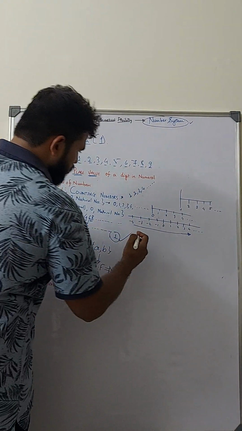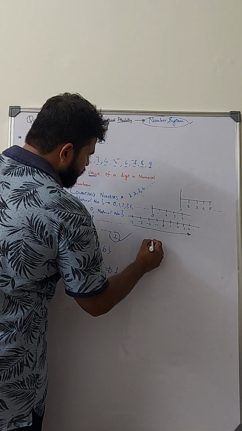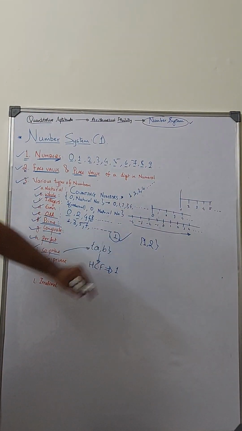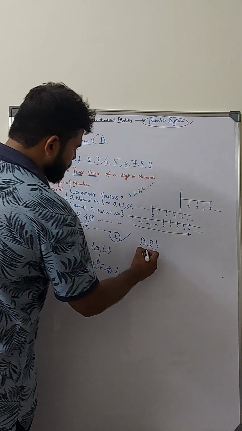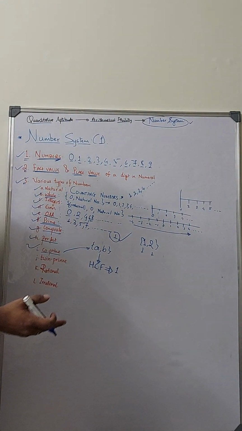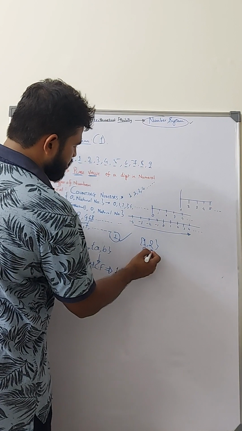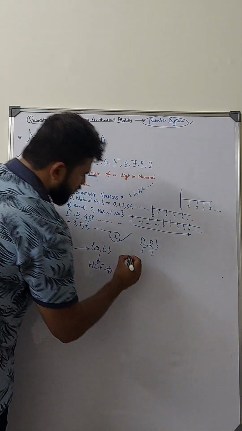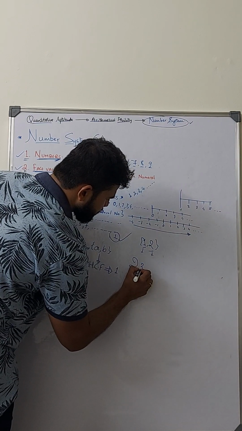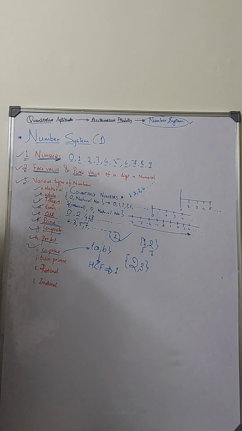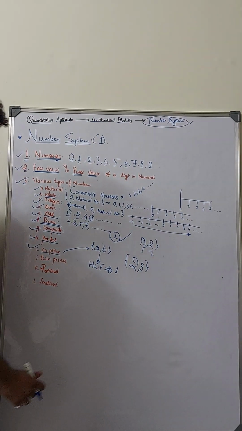So let's see an example. Are 1 and 2 co-prime? Yes, they are, because the HCF, the highest common factor, is 1. Similarly, if we see 2 and 3, what is the highest common factor? 1.